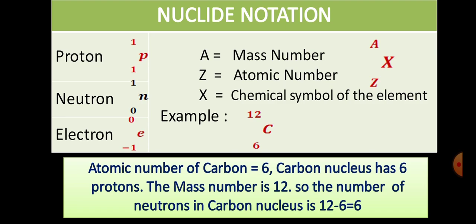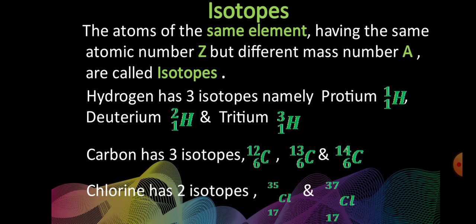Now let's move on to the next subtopic to understand about isotopes, isobars, and isotones. Now what are isotopes? The atoms of same element, I repeat, the atoms of same element having same atomic number Z but different mass number A are called isotopes. In other words, the atoms of isotopes have the same number of protons but different number of neutrons in their nucleus. Obviously, the isotopes have the same place in the periodic table as it depends on the atomic number Z.